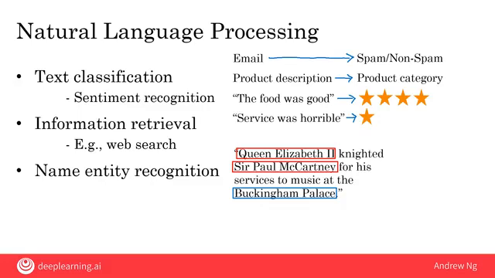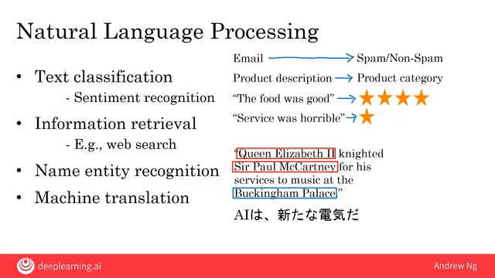Another major AI application area is machine translation. So for example, if you see this sentence in Japanese, "AI wa atarashii denki da," then hopefully a machine translation system can input that and output the translation. AI is the new electricity.